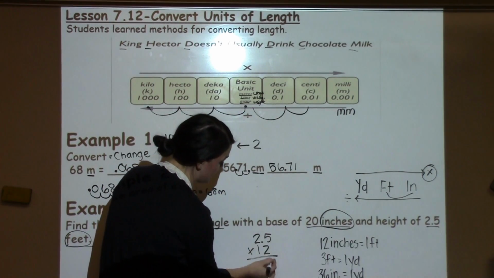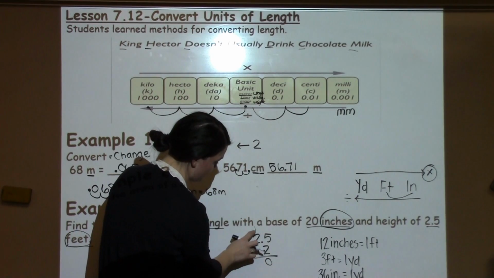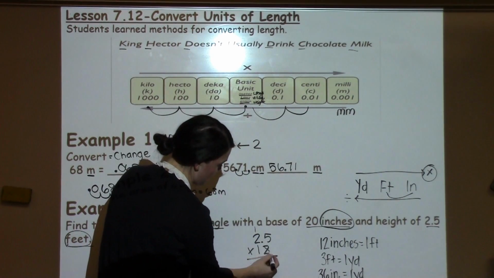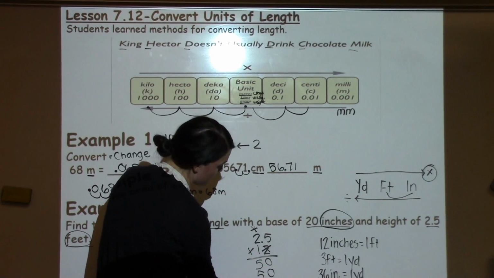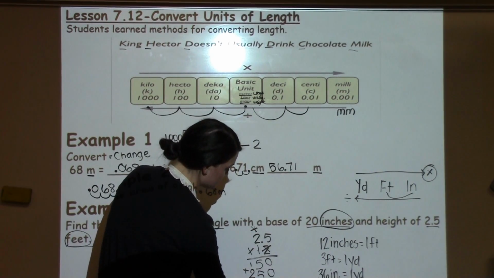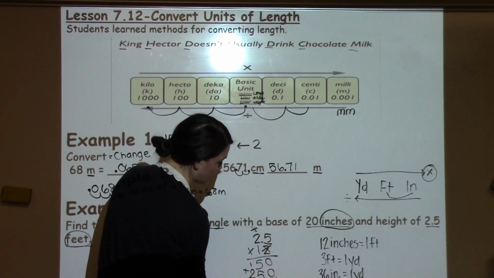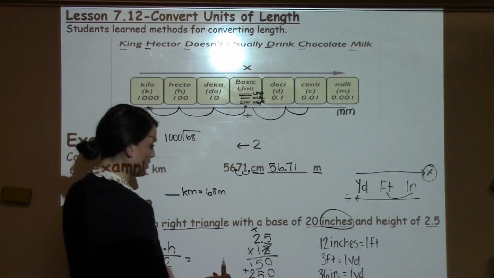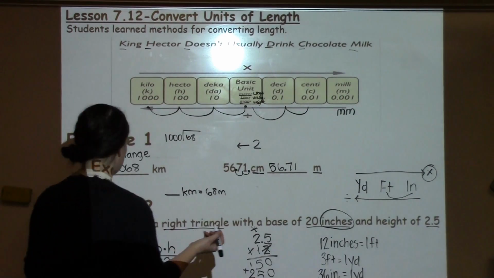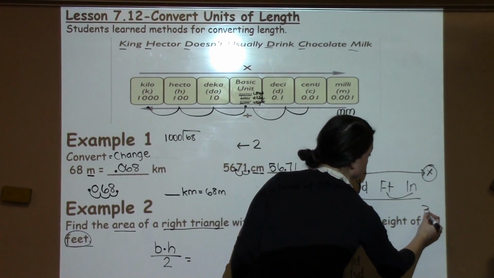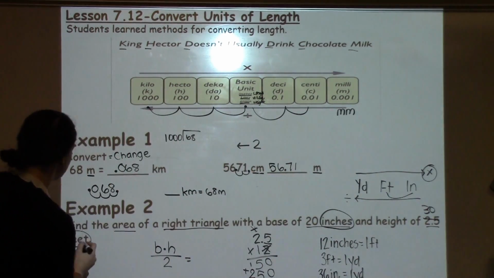2 times 5 is 10, carry the 1. 2 times 2 is 4, plus 1 is 5. I'm done with my 2, so I add a placeholder 0. 1 times 5 is 5. 1 times 2 is 2. Then I'm going to add to get a final answer of 30, because I want one number behind my decimal. So this is the same as 30 inches instead of 2.5 feet.